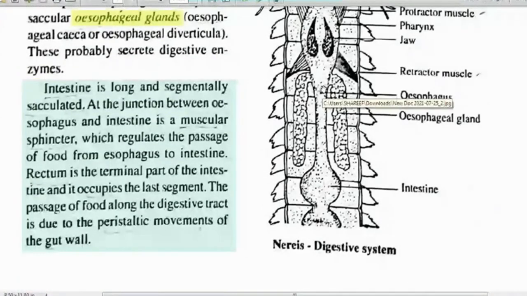It occupies the next five segments. The buccopharyngeal region occupies the first five segments. The esophagus occupies the next five segments. It is a long straight tube. And added to this esophagus, there is a gland.